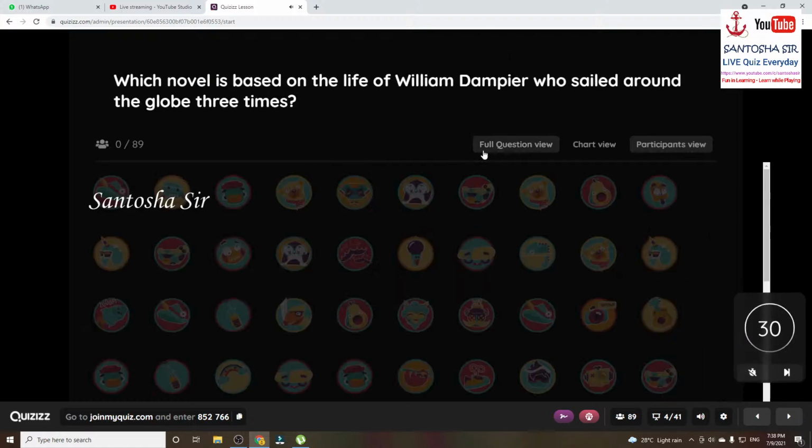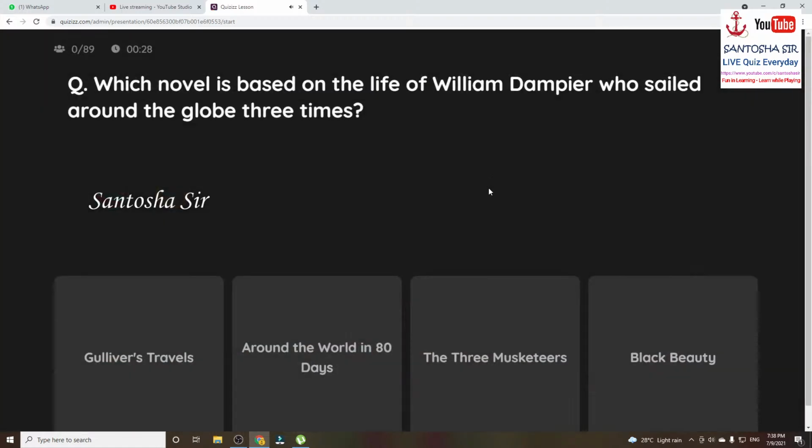Fourth one. Which novel is based on the life of William Dampierre, who sailed around the globe 3 times? Is that Gulliver's Travel, Around the World in 80 Days, The Three Musketeers, Black Beauty?